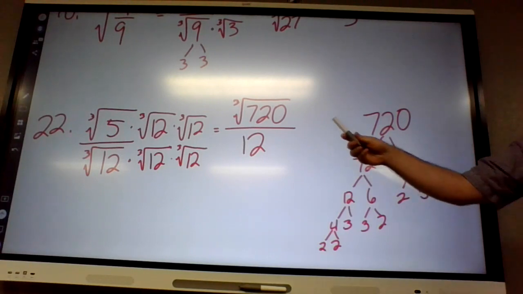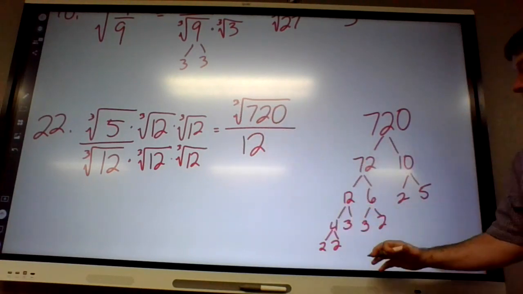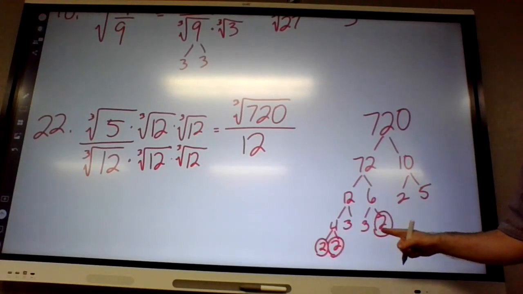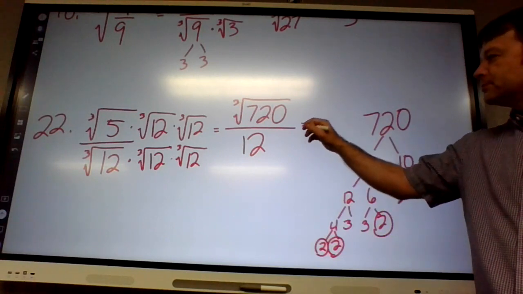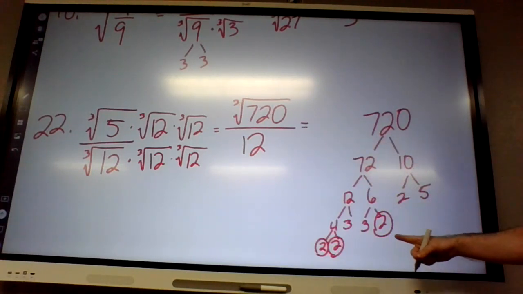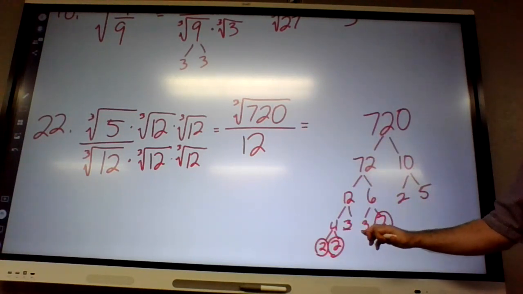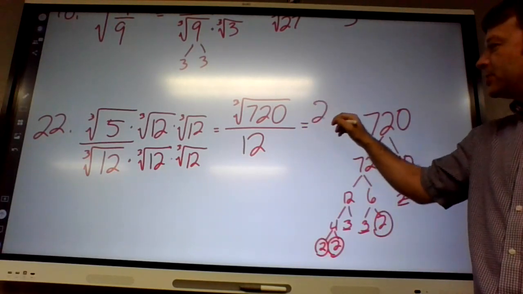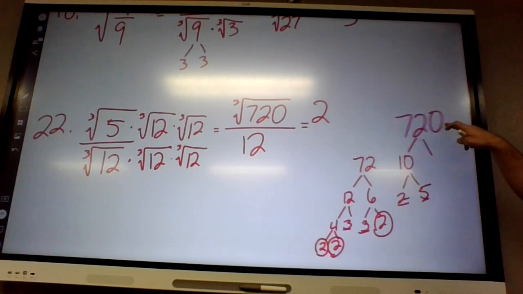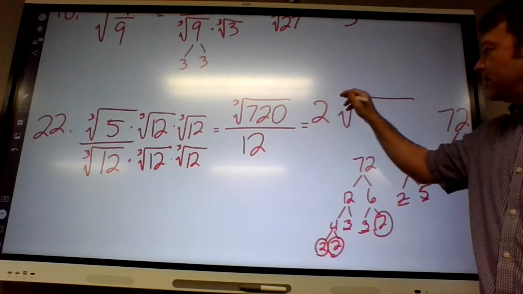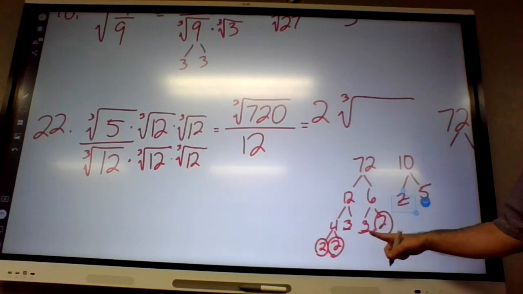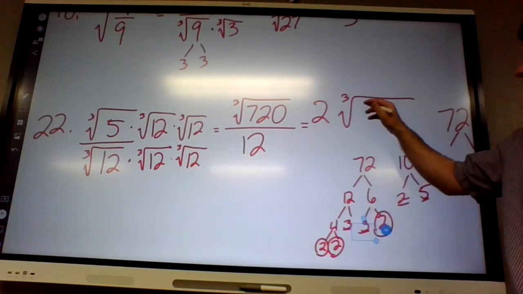Okay, because this is a cube root, we need triples, right? So I spy with my little eye, 2, 2, 2. Are there any other triples? No, so it's 9 times 2 times 5. We all thought of that. So a 2 comes out. What's left behind? 5 times 2 is 10, times 3 is 30, times 3 is 90. Cube root of 90.